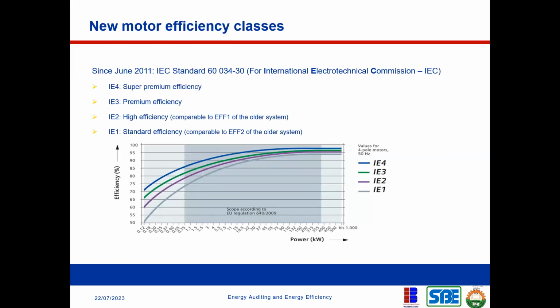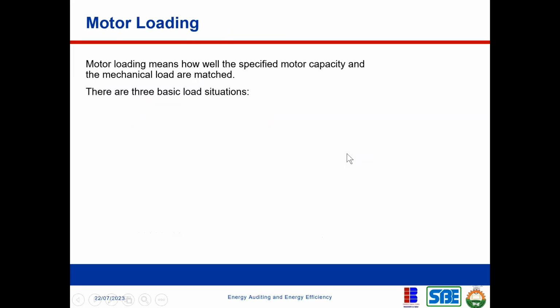Remember, I talked to you about efficiency classifications of motors. These classifications are according to the IEC standard. According to the IEC standard, we have 4 levels of efficiency classification: IE1, IE2, IE3, and IE4. The highest of them is IE4, that is super premium efficiency, and the lowest of them is the standard efficiency. This is just for your knowledge.